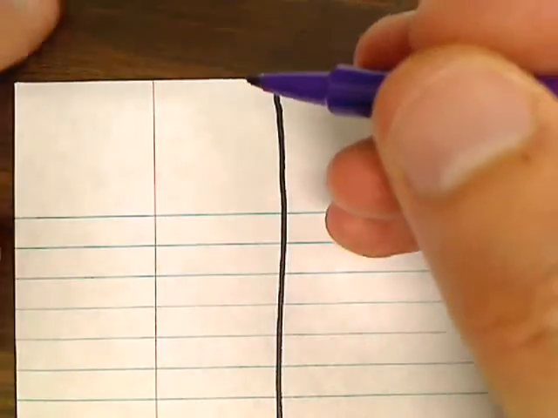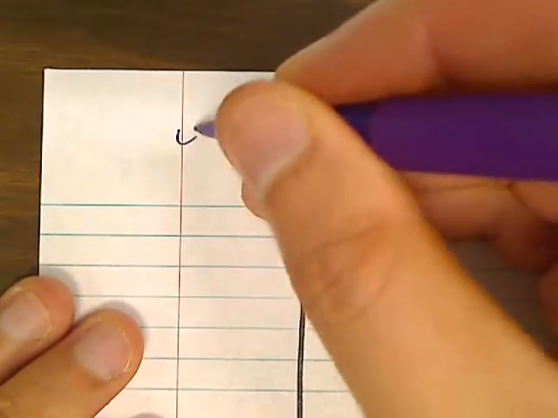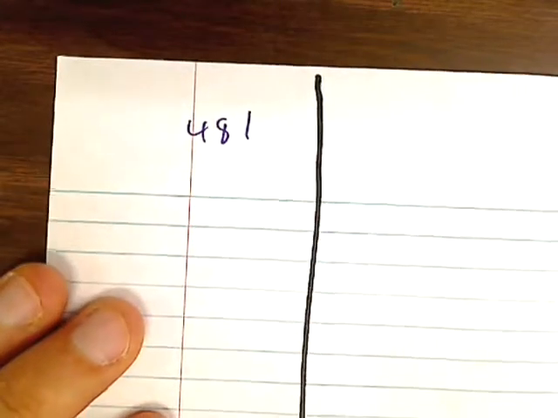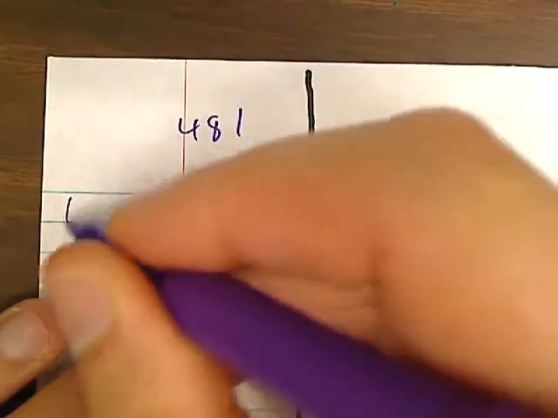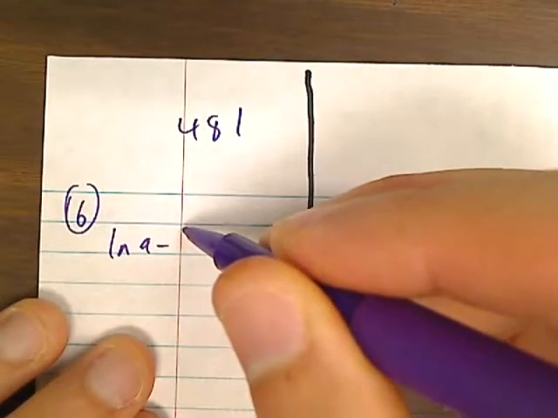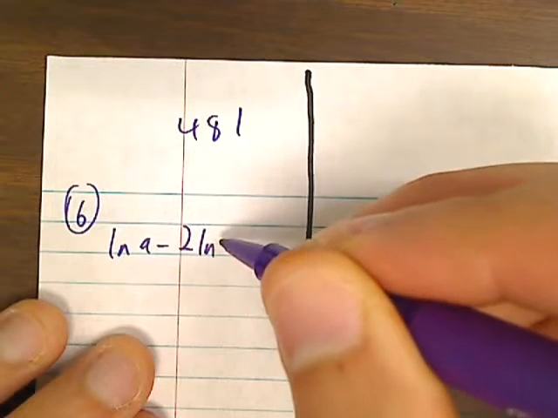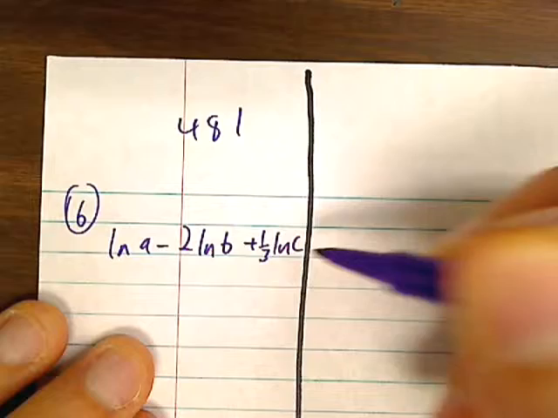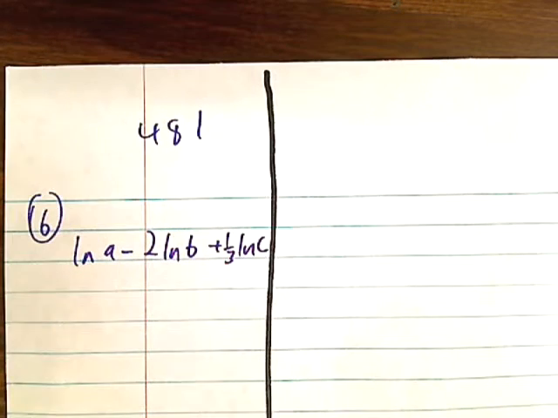Okay, let's go to the left-hand side. We're on page 481. Let's start with number 16. Can I fit it in there? Beautiful. Okay, so your instructions are to condense this together. Go ahead and do that.